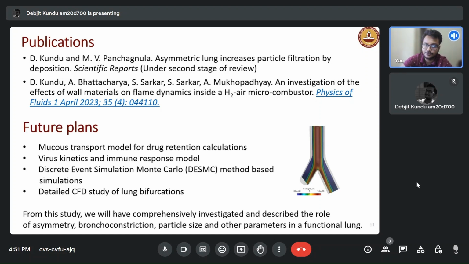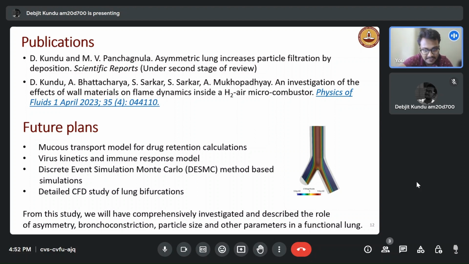And among the future plans for my PhD, I intend to improve my model by incorporating mucus transport, virus kinetics, as well as immune response. I also intend to perform time evolving simulations by doing discrete event simulation on top of the Monte Carlo simulation that I'm already doing. And we have also started doing a detailed CFD study of lung bifurcations. One master student from our lab is also working on this project.